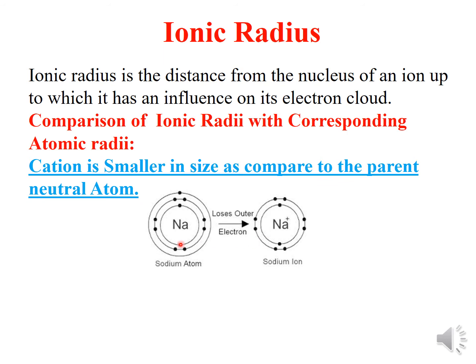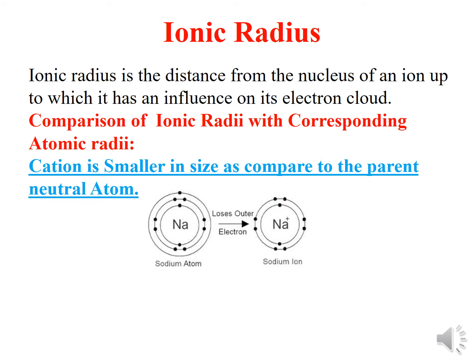So this is a sodium atom. Sodium forms a cation by losing one electron. In case of sodium, there are 11 protons, 11 electrons. So 11 protons are attracting 11 electrons. Now sodium is getting converted into an ion. Sodium loses one electron, so it forms a cation. In this case, there are 11 protons and 10 electrons.